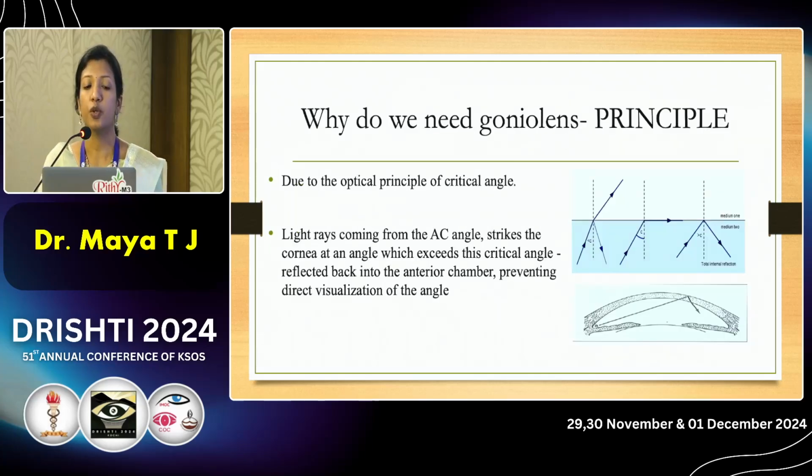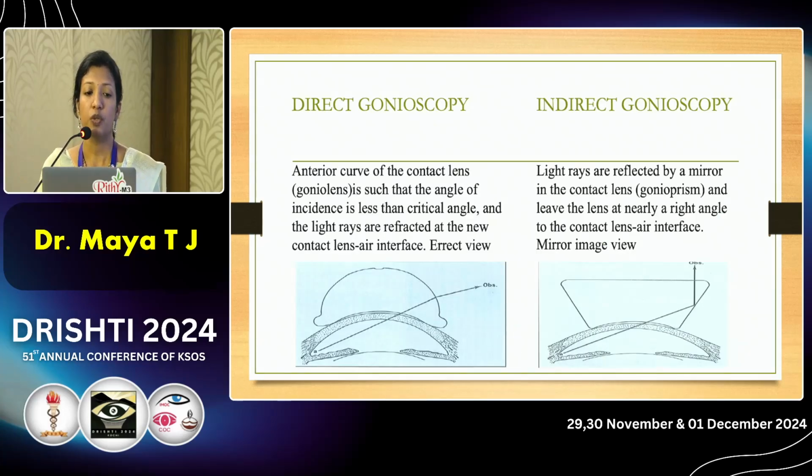Why do we need gonioscopy? It is due to the optical principle of critical angle. The light rays coming from the anterior chamber angle strike the cornea at an angle which exceeds this critical angle. Thus, it gets reflected back into the anterior chamber, preventing direct visualization of the angle. So we use a contact lens which bridges the gap between the anterior tear film and the cornea.